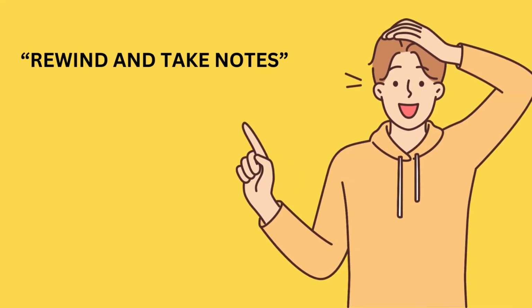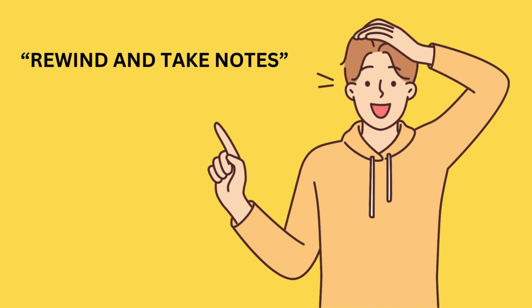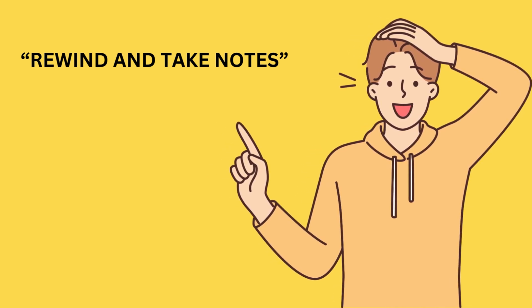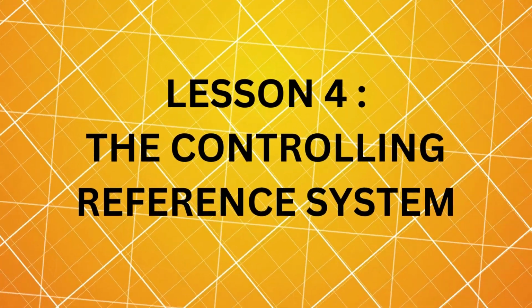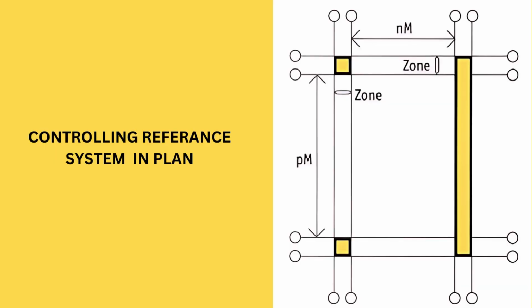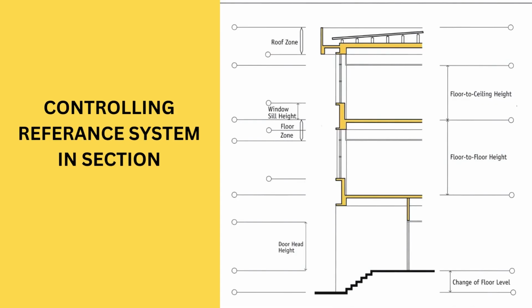I hope you have understood so far. You can rewind a little and take some notes also. Okay, let's move on. Fourth lesson, the controlling reference system. That is, the controlling plane which gives the reference to where the structural elements like the columns, beams, slabs, etc. have to be placed.